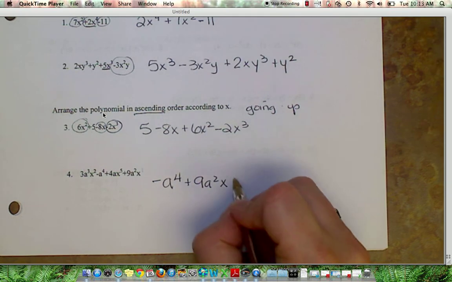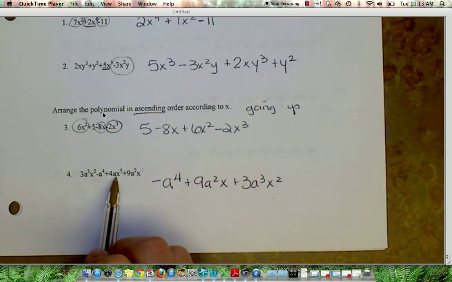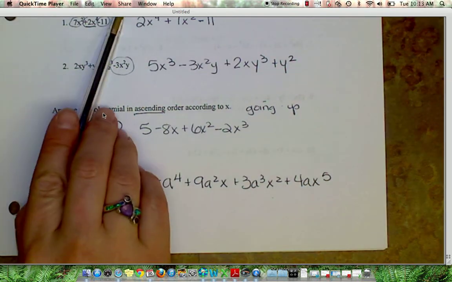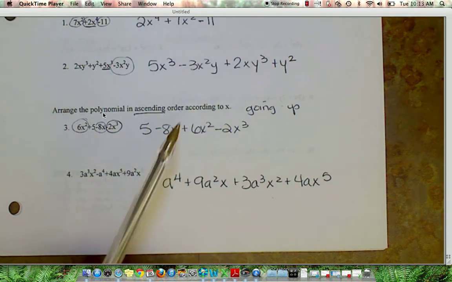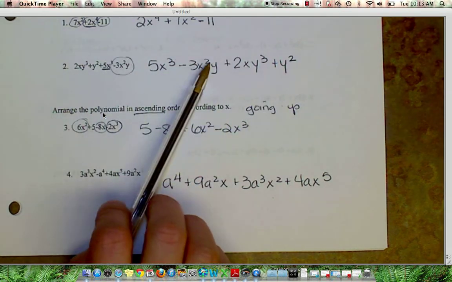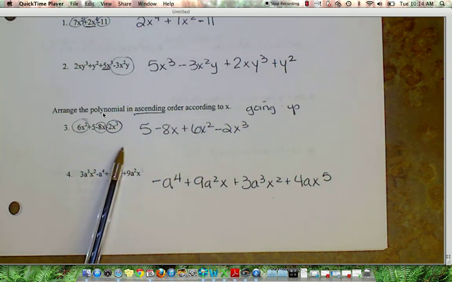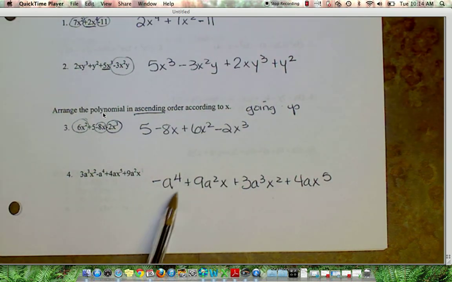Then x to the second, and x to the fifth. So descending, which we have to do for factoring, goes down, highest exponent to lowest exponent, just in the x's, of course. Ascending means no exponent all the way up to the highest exponent. No exponent for x all the way up to the highest exponent.